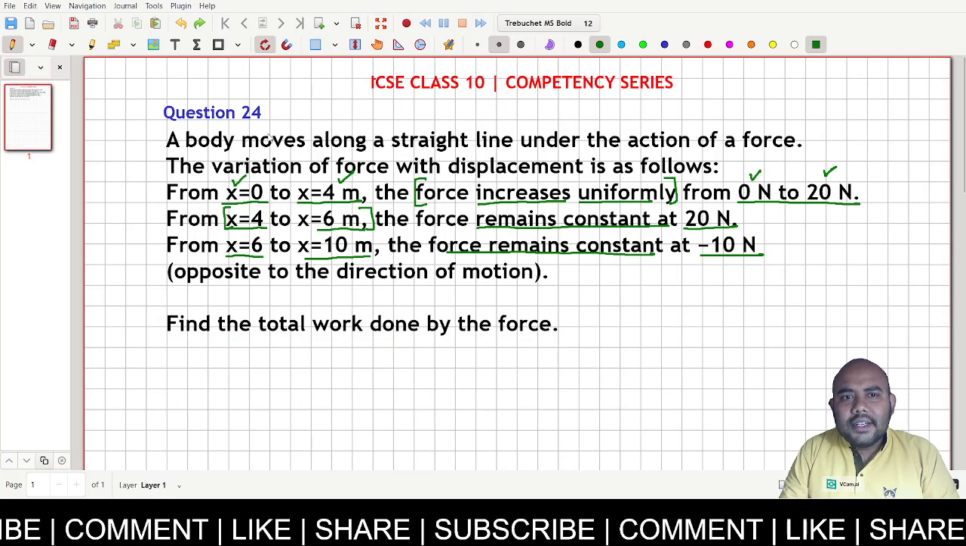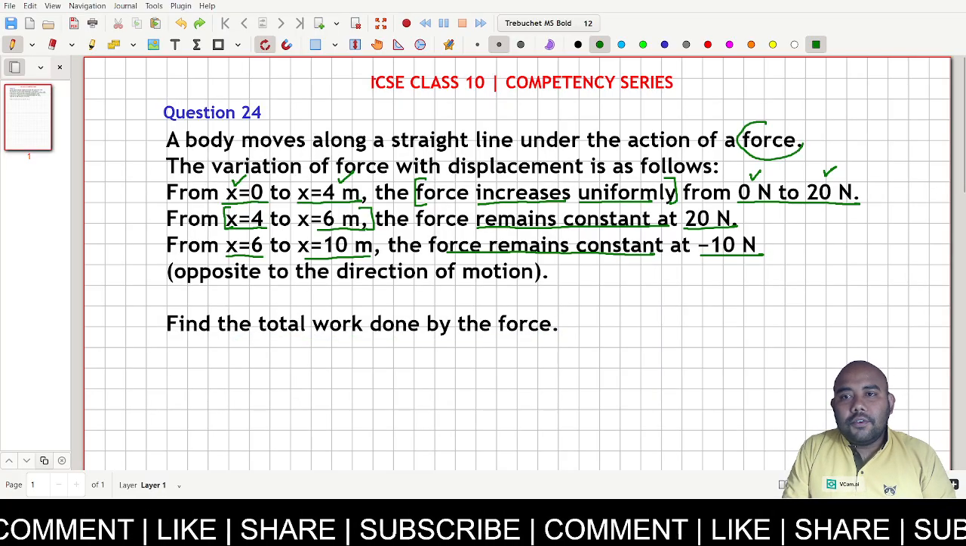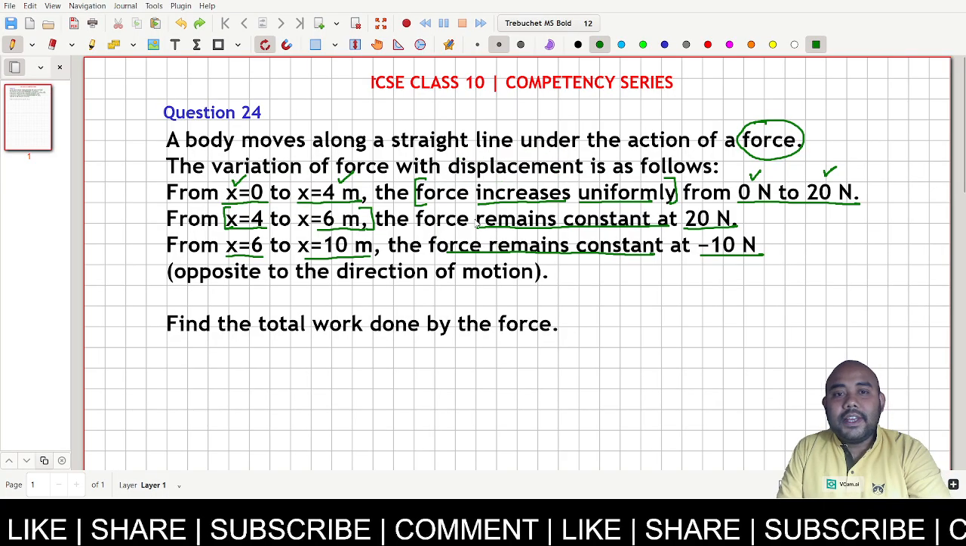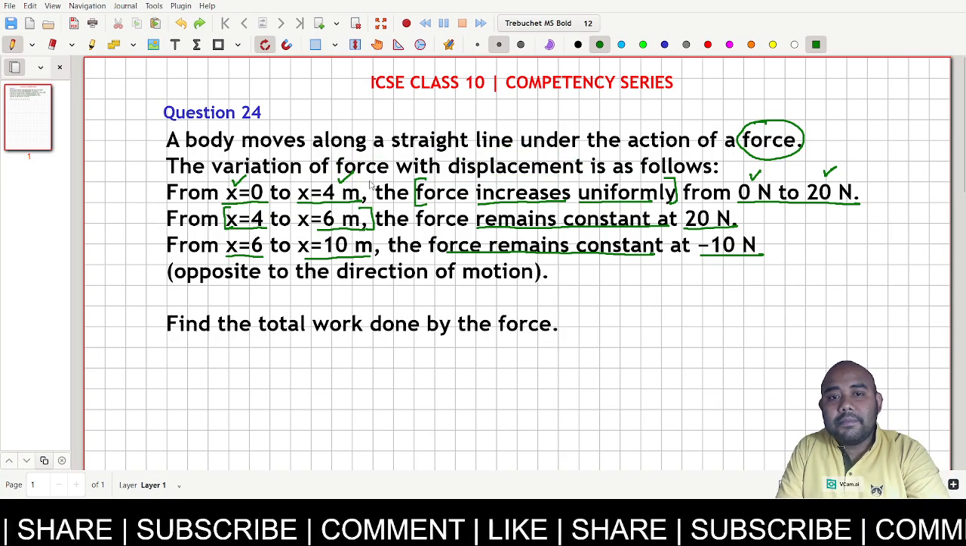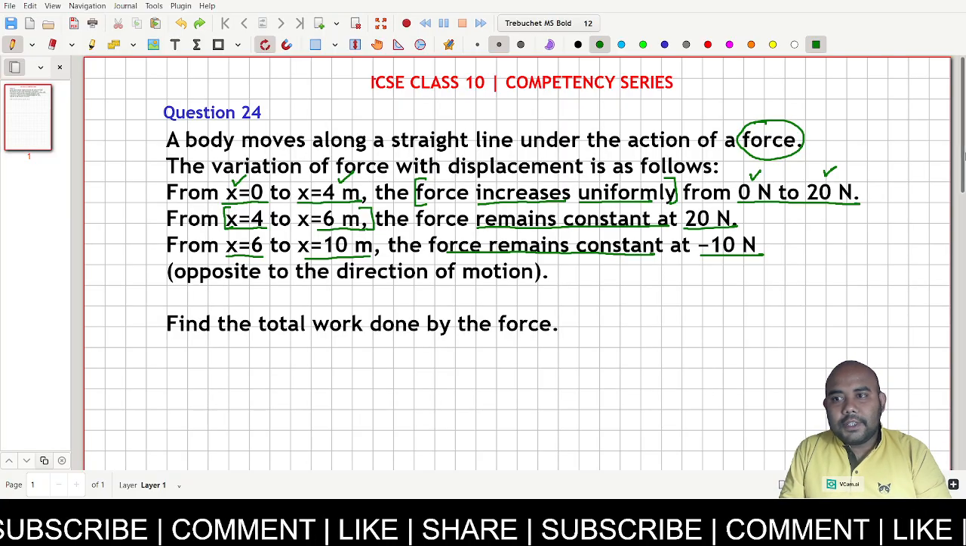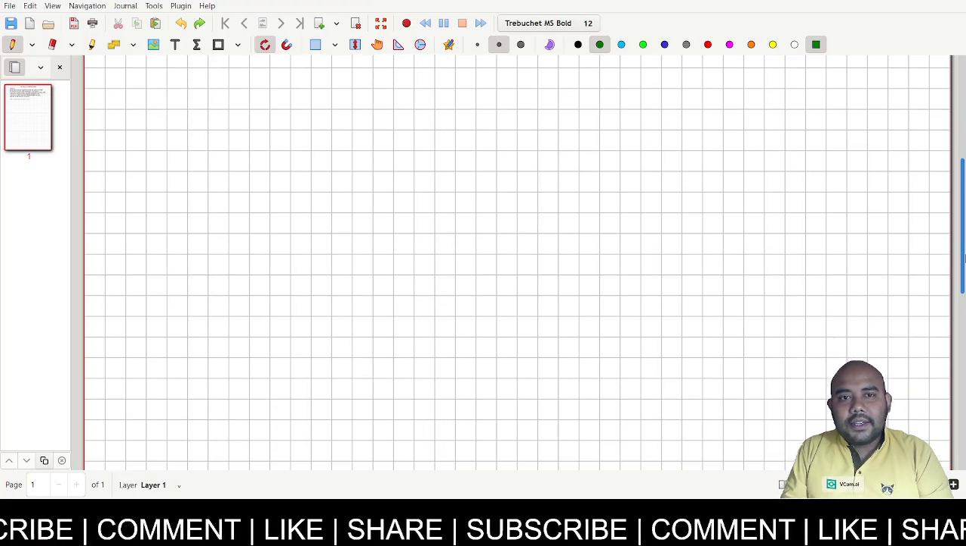How do we do it? So this is talking about the force and displacement, the variation of the force with displacement. So let us draw the graph showing the variation of the force with displacement. So how do we do it? It's easy. It's very easy.